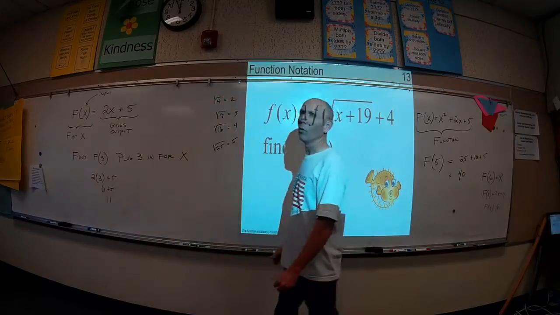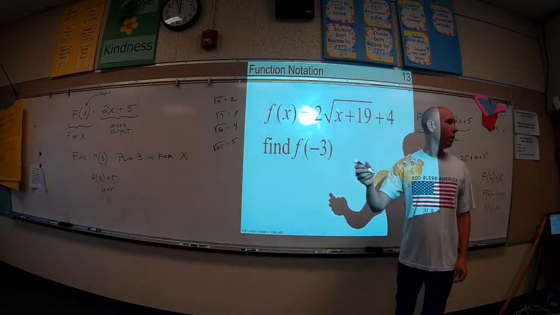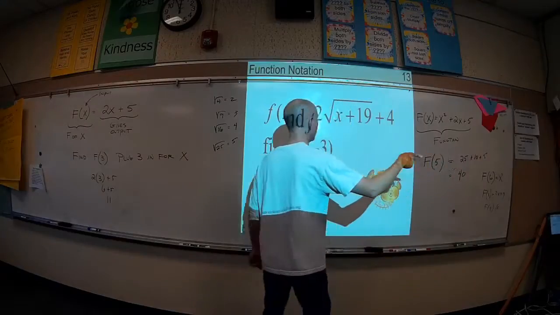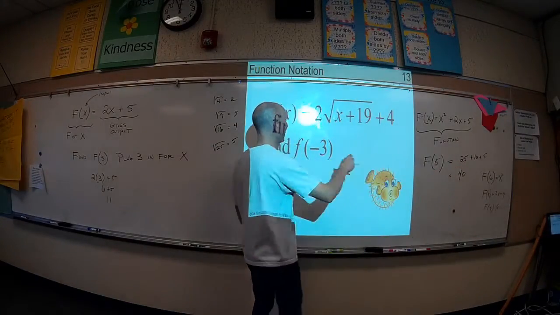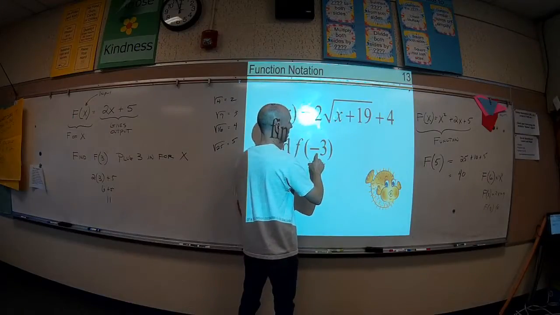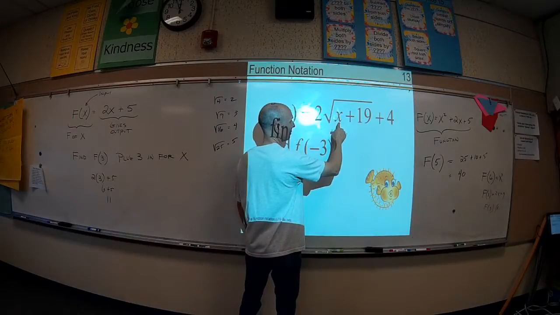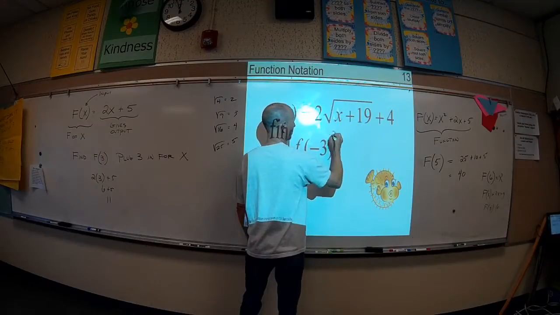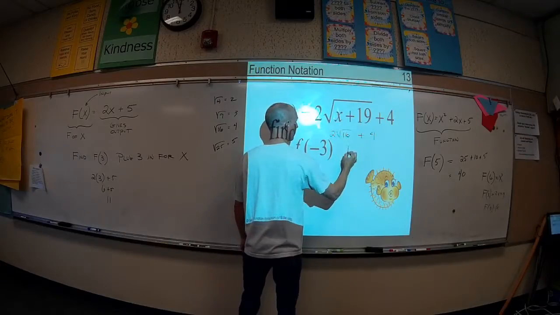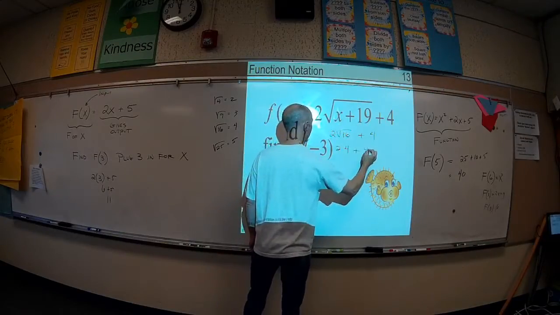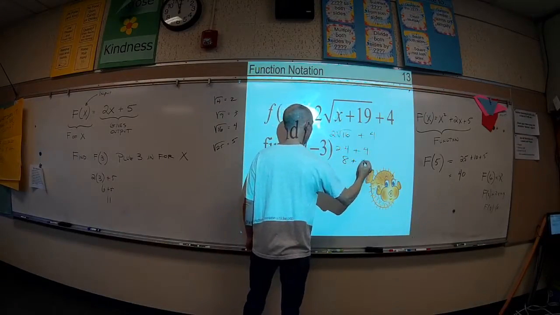That's fine. So walk me through this, Jackson. All of it? Yep, right here. Okay. So you plug that in, and you do -3 plus 19, which is 16. And then the square root of 16 is 4. So then you do 4 times 2, which is 8, plus 4 is 12.